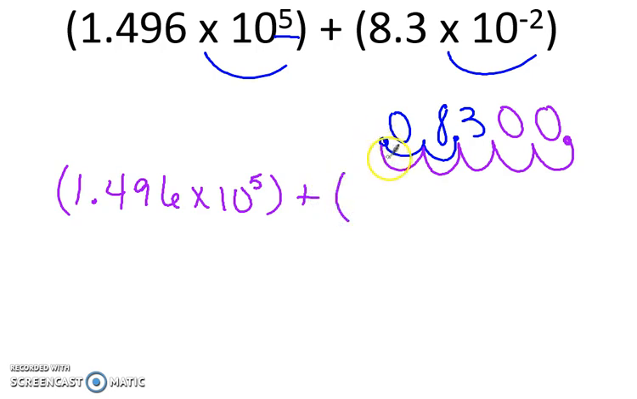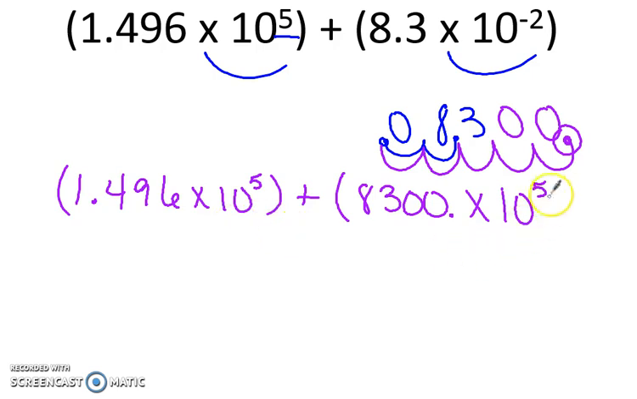Our second one, the decimal is right here now. So it's going to be 8300 times 1, 2, 3, 4, 5, 10 to the 5th. And now they match. So our answer is going to have a 10 to the 5th. Our last step, I hope, is to add those.